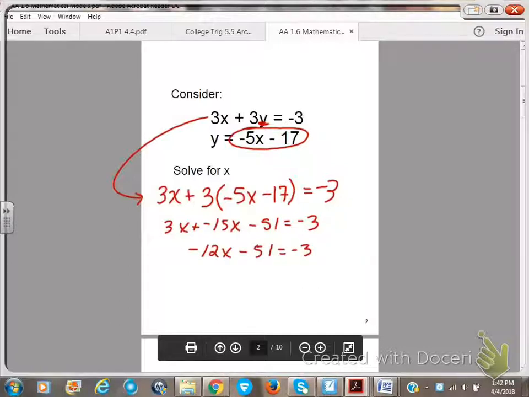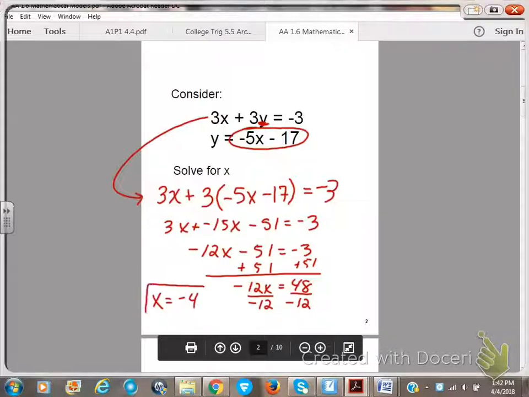Dylan, from there? Well, what would that be? That'd be 48, because you're adding 51 over. Yes. Okay, so you have negative 12x equals a positive 48. Dividing both sides by negative 12, Cody, what would your final answer be? 4. Good. Is everyone okay with how we replaced y with an equation that we had?